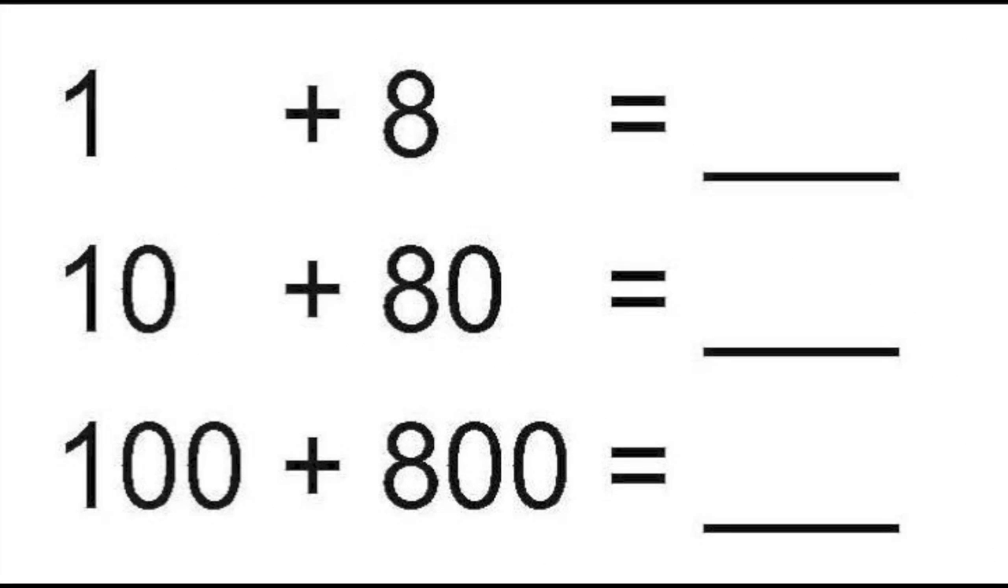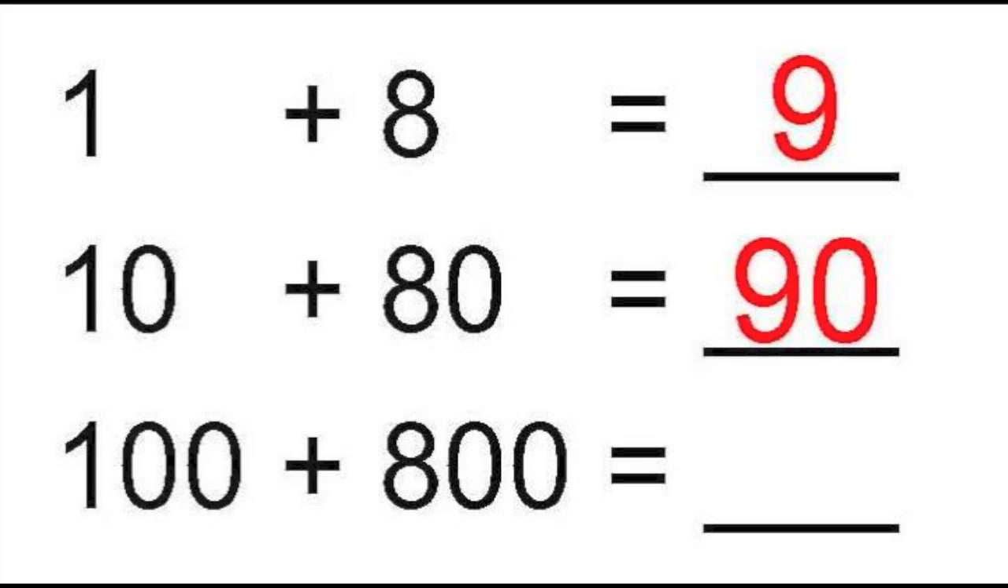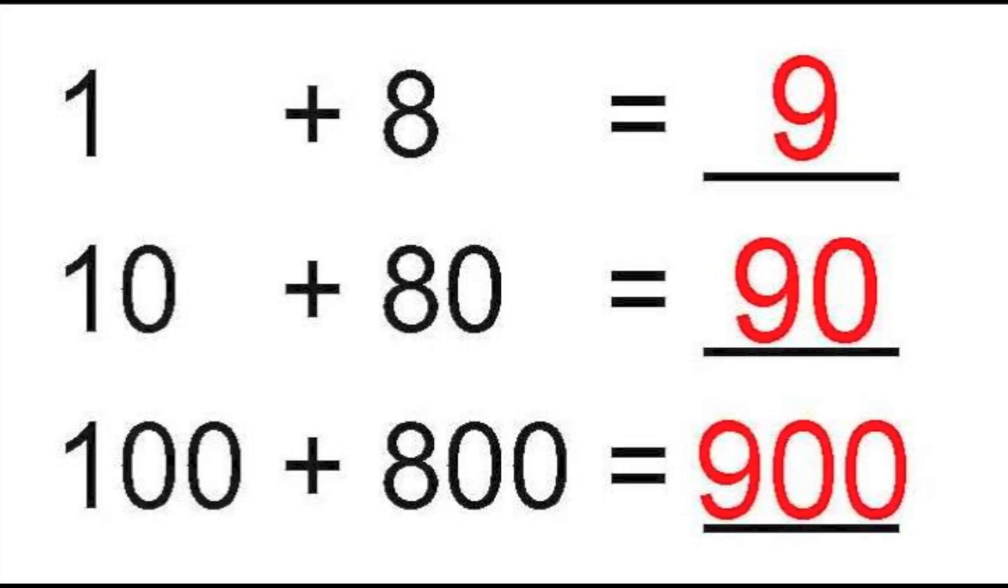Now let's look at the same addition pattern in a different way. First, notice that 1 plus 8, 10 plus 80, and 100 plus 800 are similar because they use the same numbers, 1 and 8. So they have similar answers. Let's get started. First we have 1 plus 8, which equals 9. Next is 10 plus 80, which is 1 plus 8, but a 0 attached. So 10 plus 80 equals 9 with a 0 attached, or 90. Last is 100 plus 800, or 1 plus 8 with 2 zeros attached. So 100 plus 800 equals 900, or 9 with 2 zeros attached.